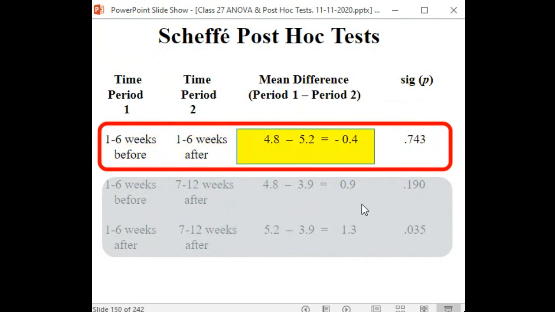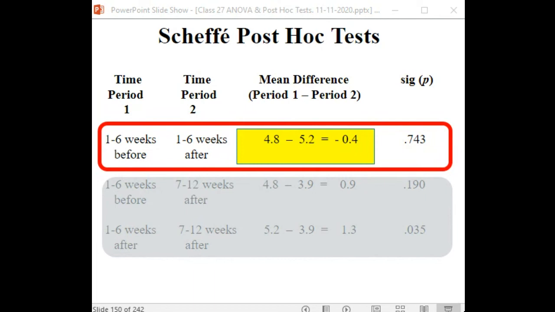In the new yellow box, the printout reports the difference between the means of the 2 groups. As we've just seen, the means of the 2 groups are 4.8 and 5.2. The difference between these 2 means is 4.8 minus 5.2, which is equal to negative 0.4. So the difference between the means is negative 0.4.